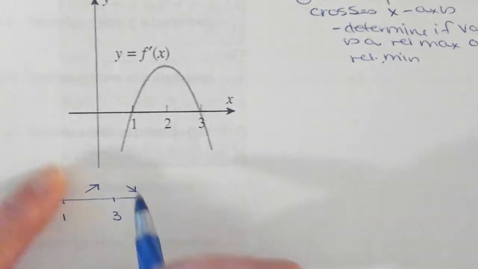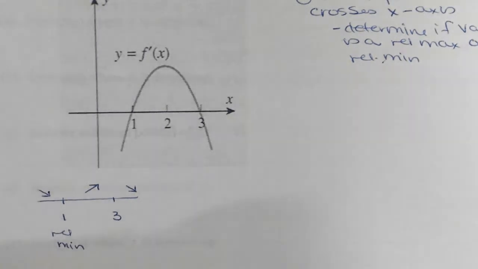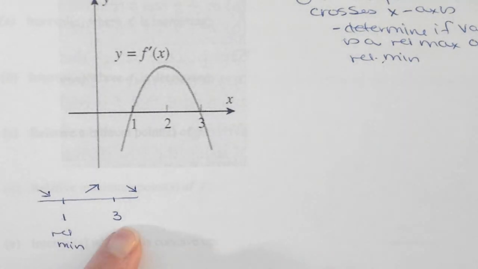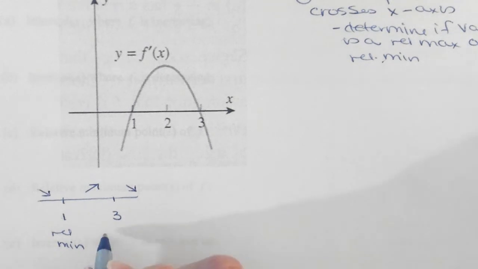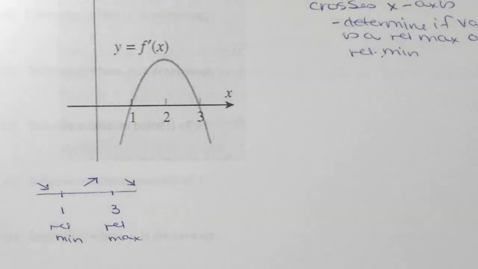Relative minimum. So here, I'm just going to write relative min. So then what is x equals 3? Relative max. Okay, so listen. It does not matter where you put these points on the graph. It just depends on how spread out you want your graph.